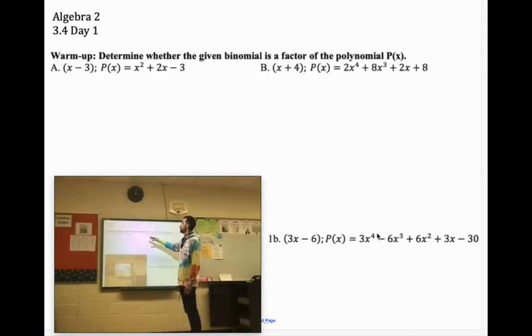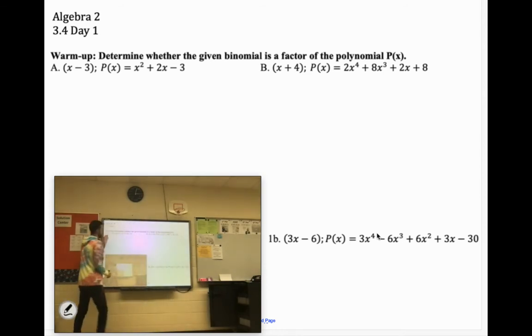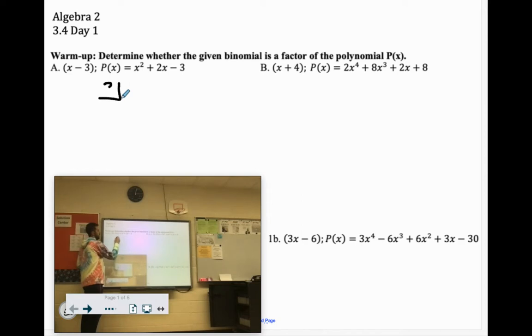Right, we're going to determine whether these are a factor of the polynomial. We're just going to use synthetic division really quick. So remember, if it says x minus 3, we're going to put a positive 3 over here because the 0 would be 3. We're testing if that's a 0. So we have 1x squared, 2x, negative 3. We bring down the first digit.